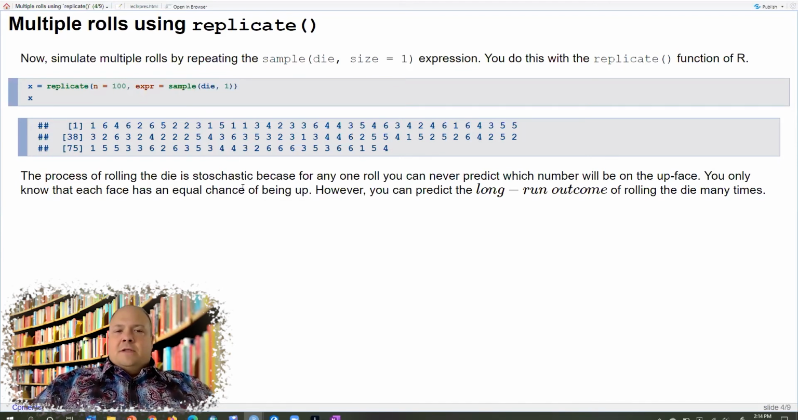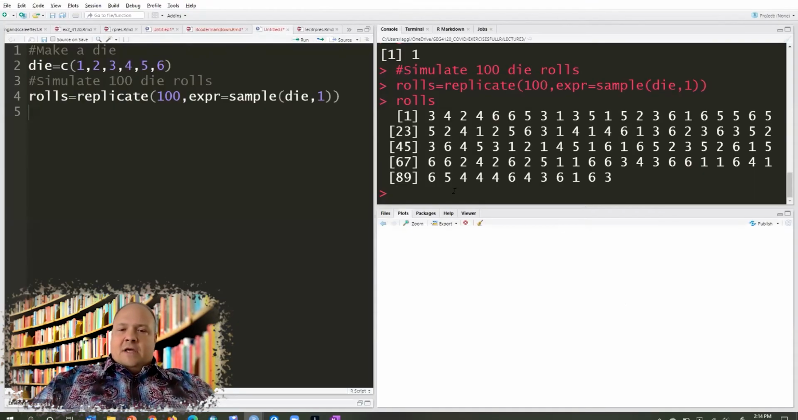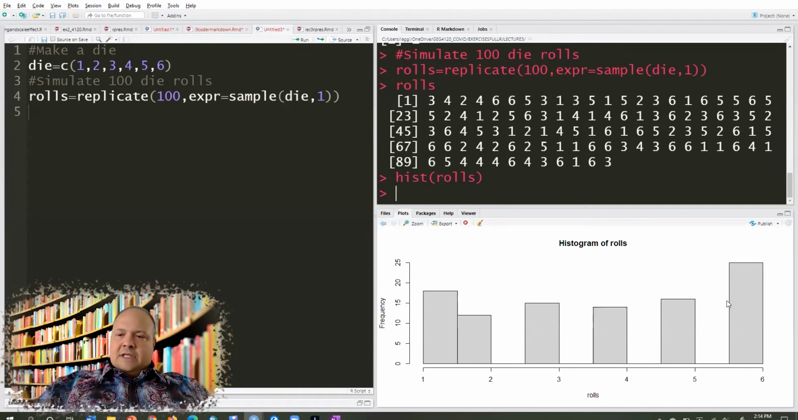But we can predict with absolute certainty that if we roll these die, or this die, I should say, many, many, many times, that exactly 1/6 of those times, the face will have been a one. 1/6, the face will be a two. 1/6 of the time, the face will be a three. And if we look at what we have so far, if I say hist, to make a histogram, hist rolls, to look at the frequency, it looks like that.